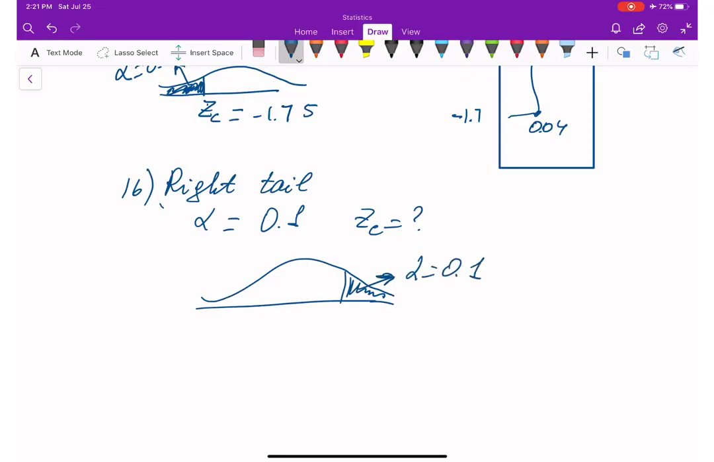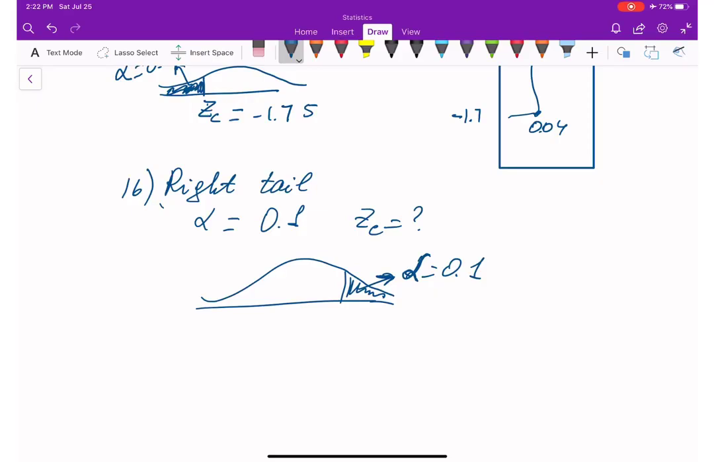If you want to understand what p-value means, what alpha means, I highly recommend to watch the video. It's in the file folder on Canvas. So, I'm sorry, alpha is equal to 0.1. I can't read my own writing. Alpha is equal to 0.1. Okay?